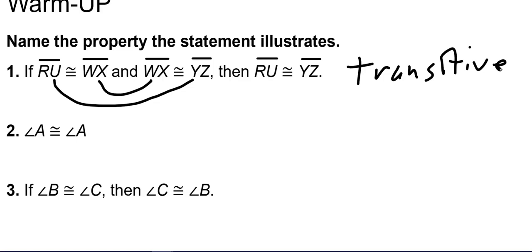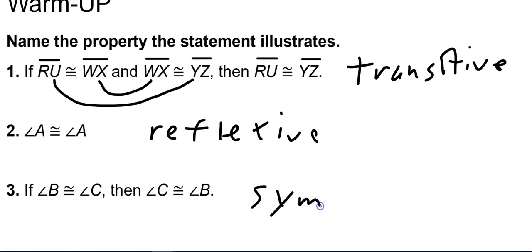A is congruent to itself, that's reflexive, we use that a lot. And B is the same as C and C is the same as B. We just flipped them. And that's symmetry. Okay, if something matches left to right, it's symmetrical.